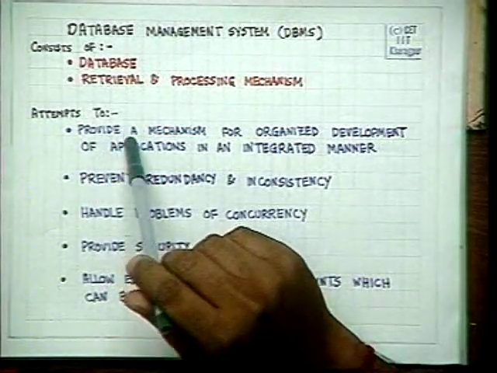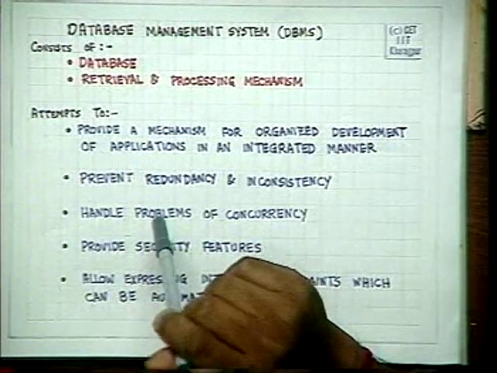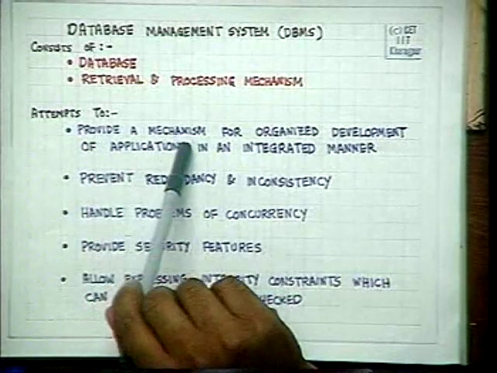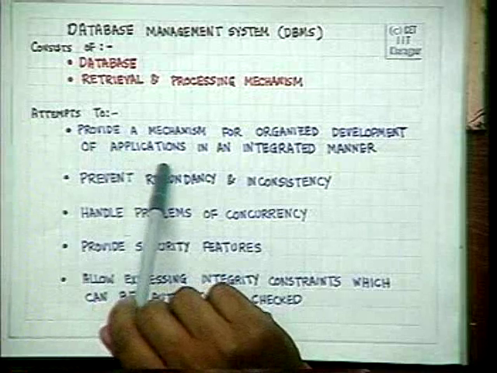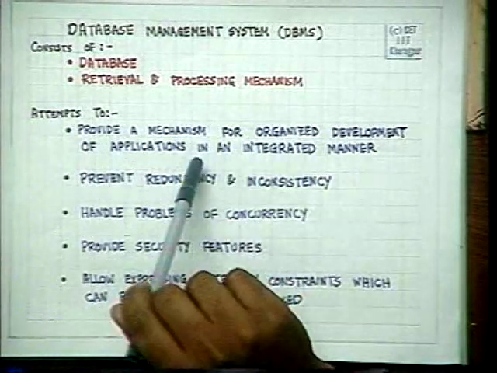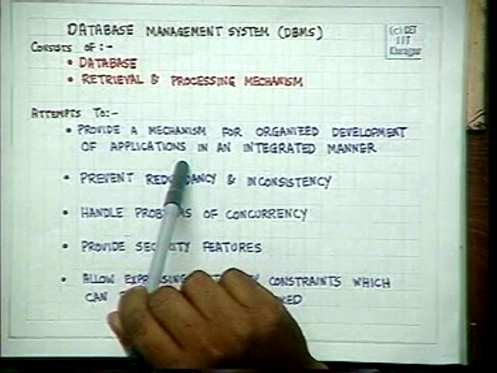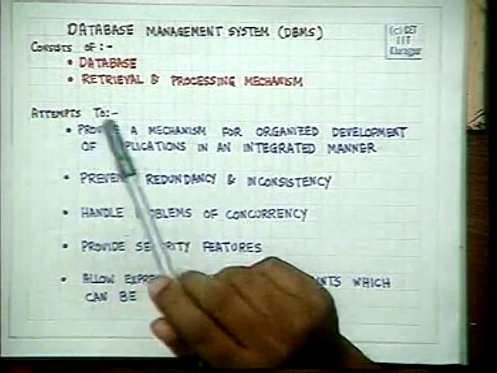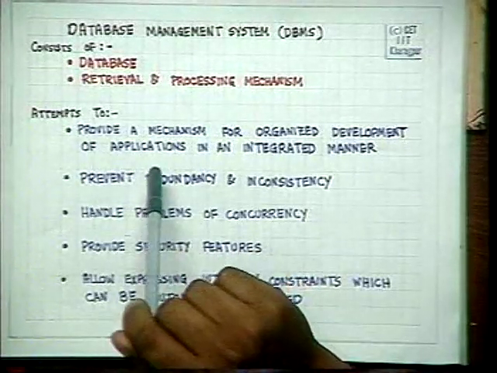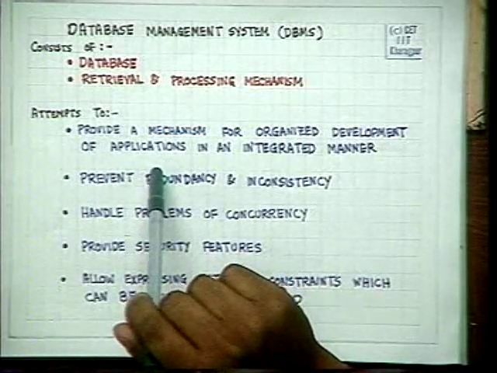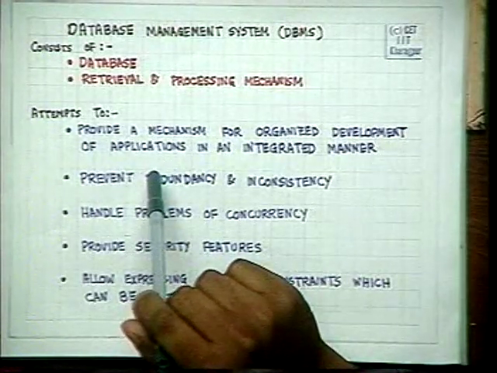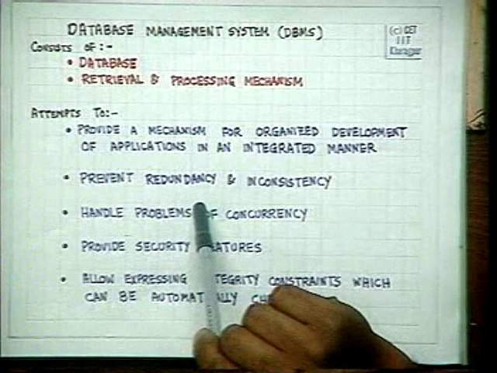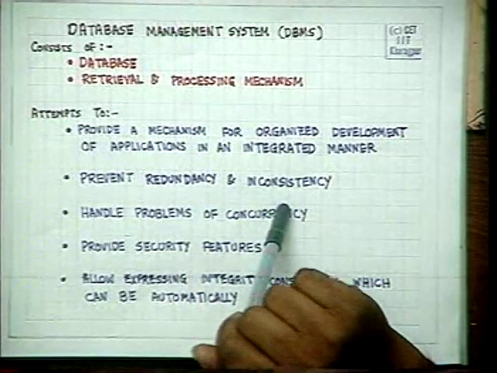Compared to the early information processing systems, we discussed their faults, and we found out that a database management system attempts to provide a mechanism for organized development of applications in an integrated manner. This was the core problem, the problem of unorganized development of an information processing system developed by various people over a period of time, and that resulted in redundancy, and that redundancy also resulted in inconsistency, and a database management system should provide a means to prevent this redundancy and the subsequent inconsistency that occurs out of it.